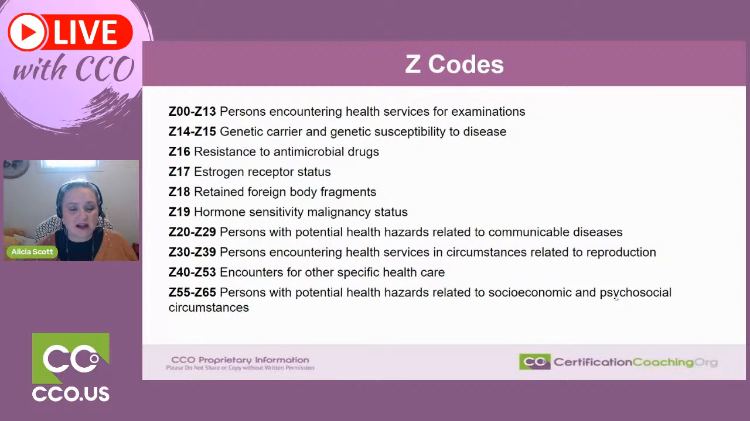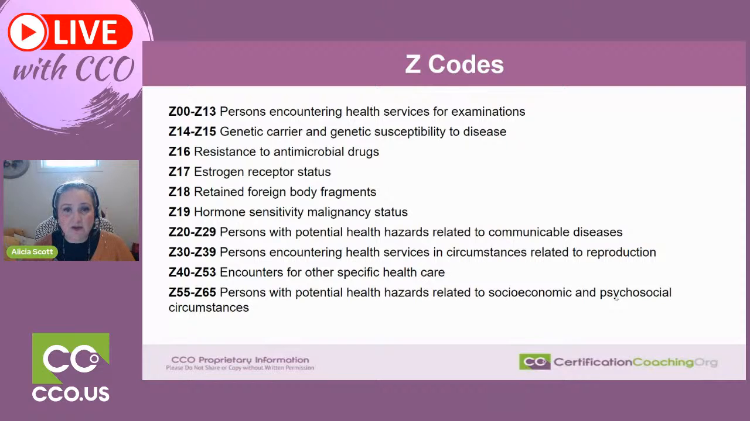Now, I've got a couple slides on this because again, we've got Z00 through Z99. A lot to go over, but it's divided up very efficiently. So the first, and one of the most common areas for prophy coders in outpatient that you'll use, is the Z00 codes, or that first section, Z00 through Z13, persons encountering health services for examinations.